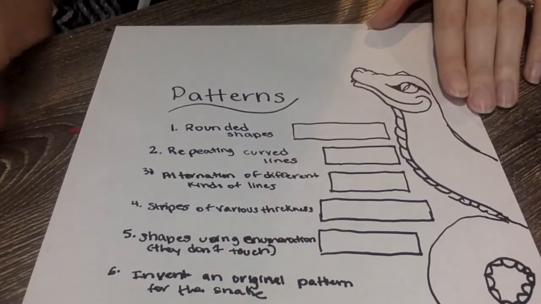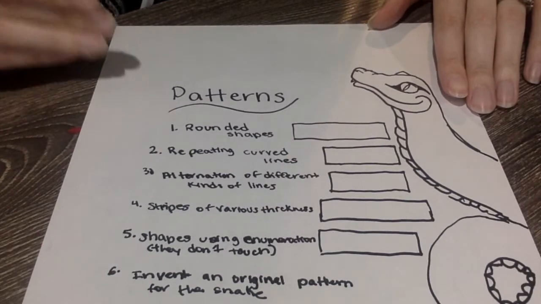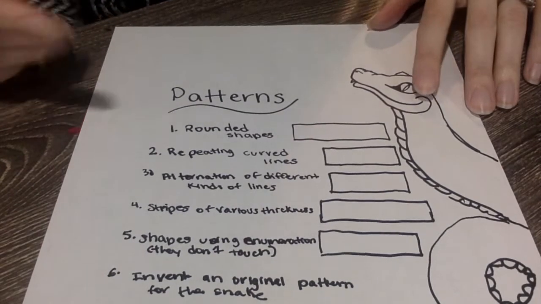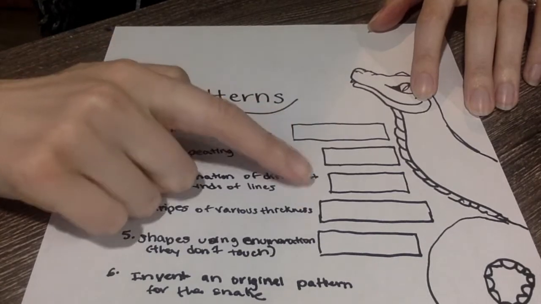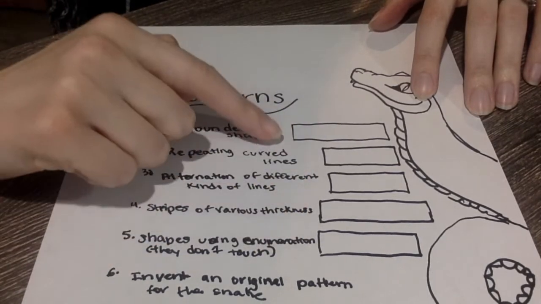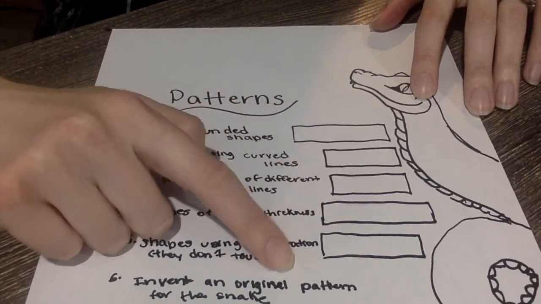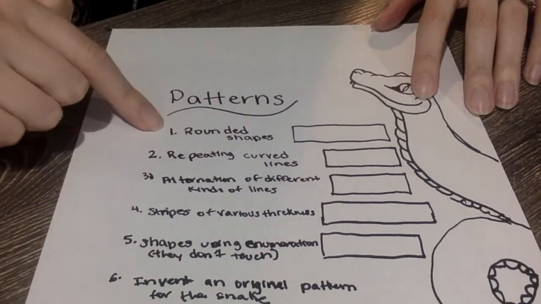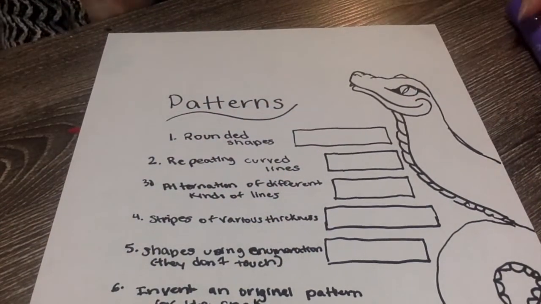So you should have a pattern worksheet like this. If you don't, that's okay. You're just going to need some of these little rectangles to put in our different designs that we will be doing. So on our first one, number 1 is rounded shapes.